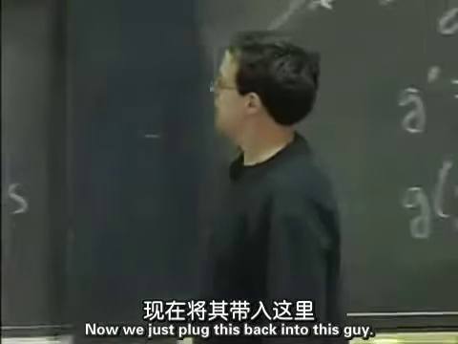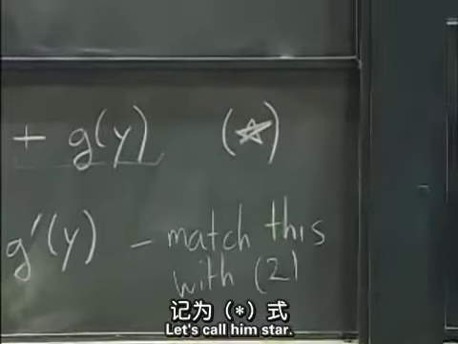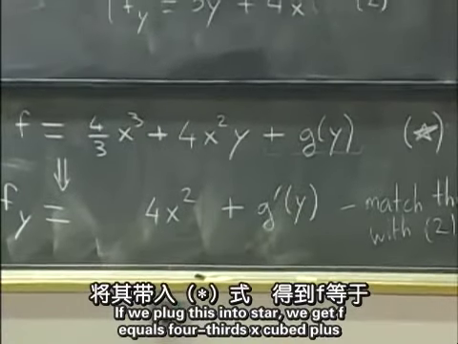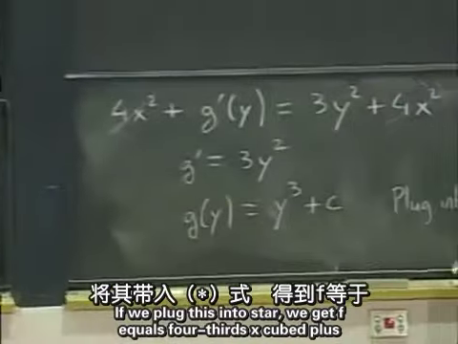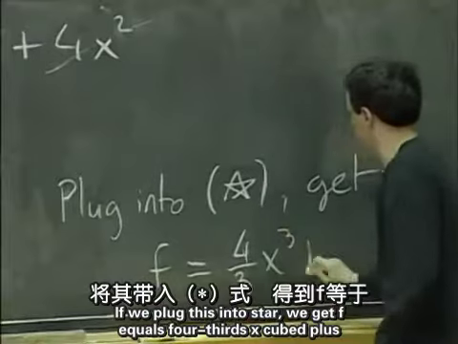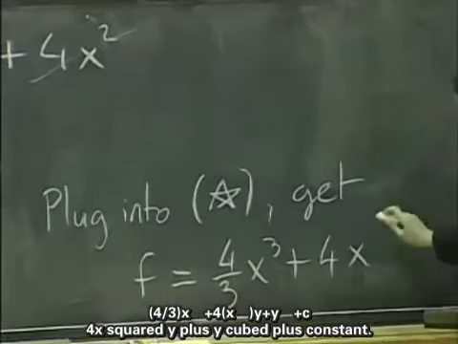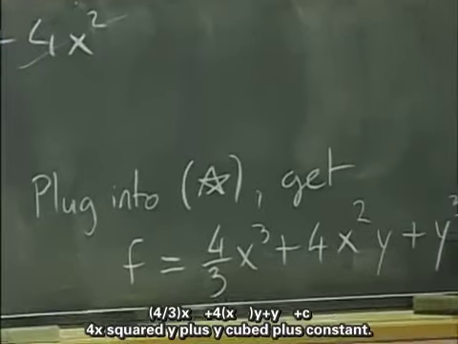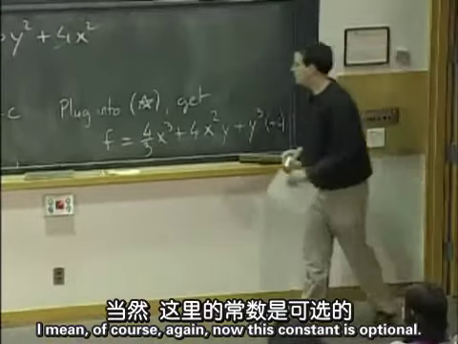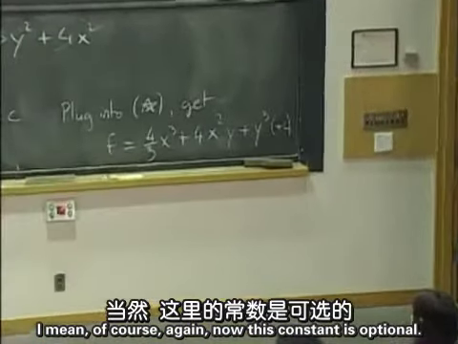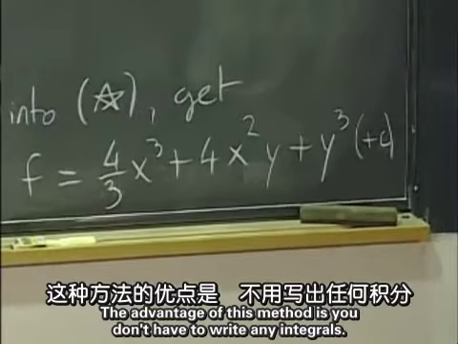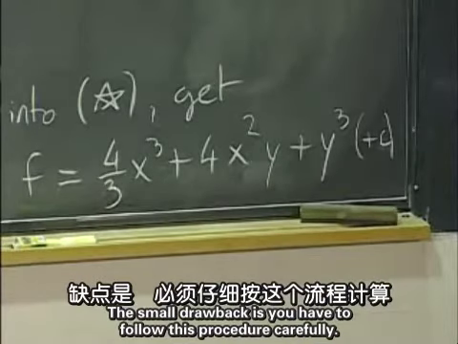So now we just plug this back into this guy, let's call him star. If we plug this into star, we get f equals 4/3 x cubed plus 4x squared y plus y cubed plus constant. And of course, again, now this constant is optional. So you see, the advantage of this method is you don't have to write any integrals. The small drawback is you have to follow this procedure carefully.